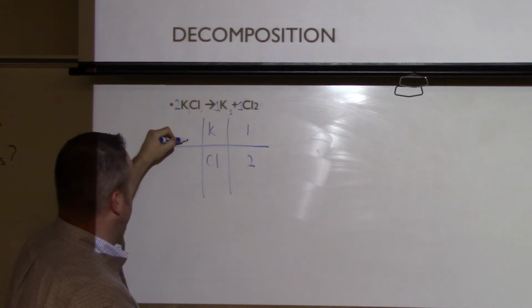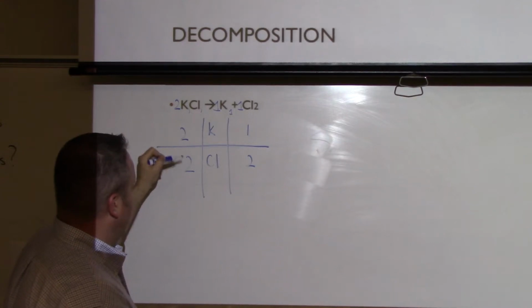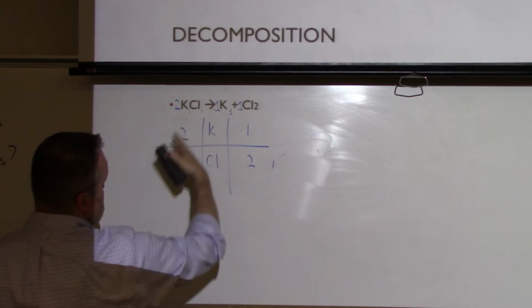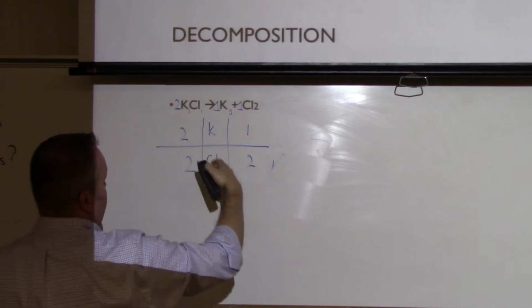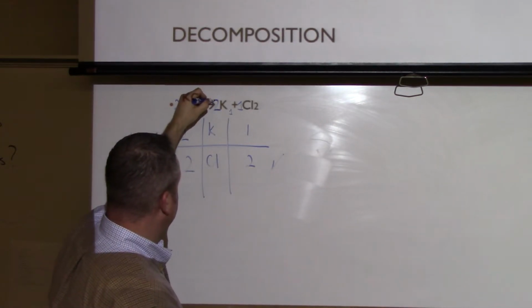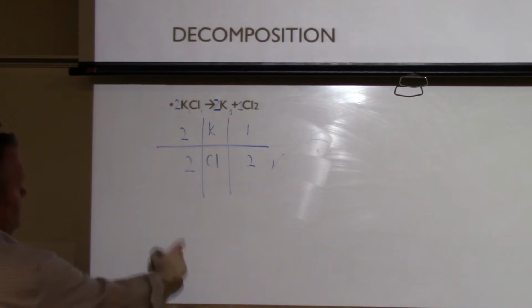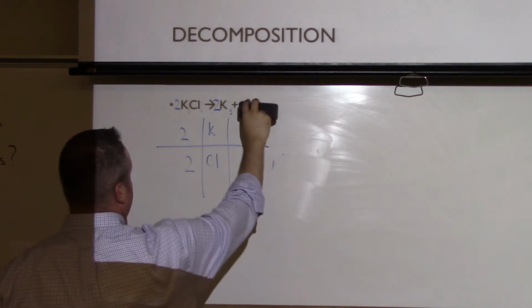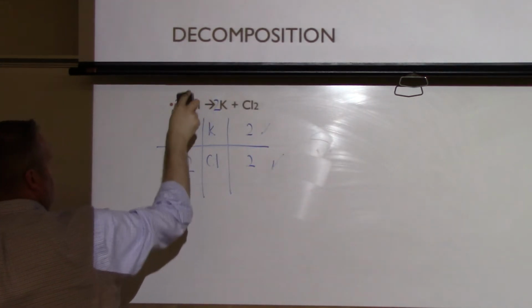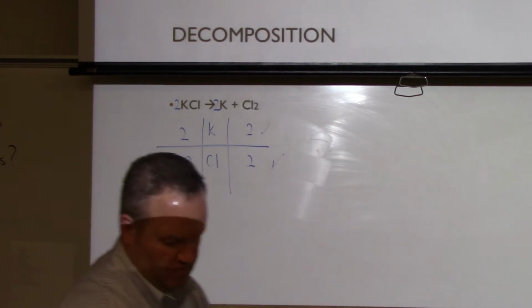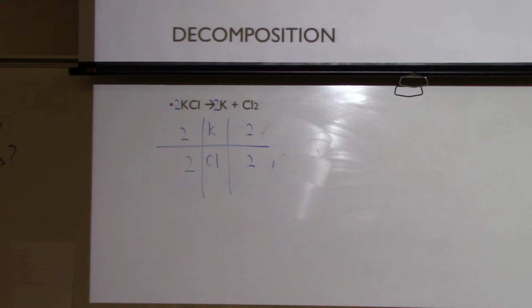Okay, so 2 times 1 is 2. 2 times 1 is 2. So now my chlorines are balanced. My potassium is not. So I need to have 2 potassium. I can change the coefficient here to a 2. And so now I have 2 potassium on the left, and I have 2 potassium on the right. And now this is balanced, and I'm erasing those 1s because it's not considered appropriate to have those in your chemical equation.